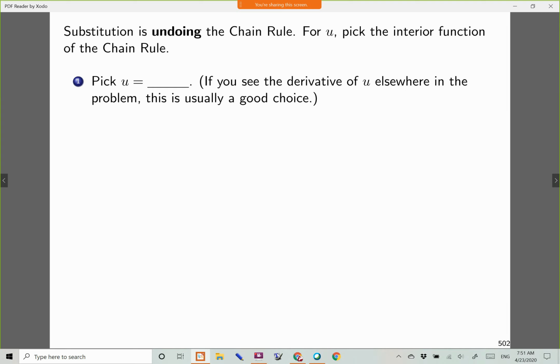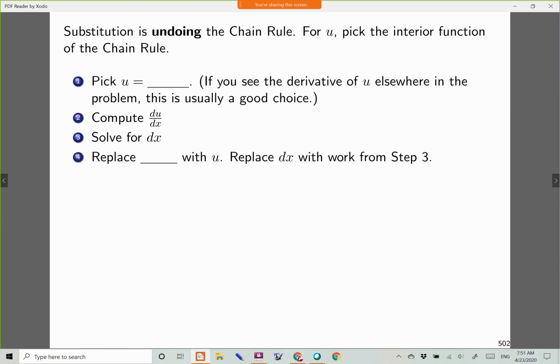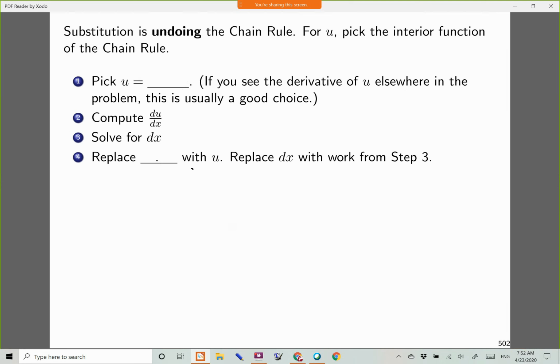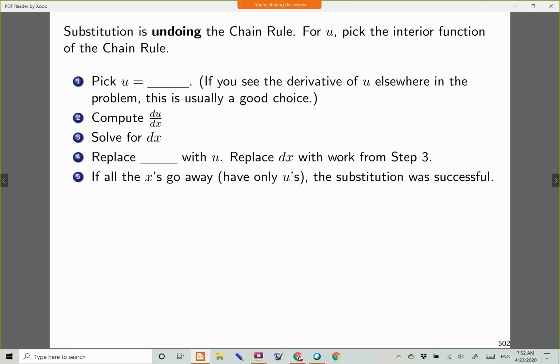Typically the thing to pick, not always, as we even saw in the warm-up, is this: if you see the derivative of u elsewhere in the problem, that's usually a good choice. Compute the derivative, compute du over dx, then solve for dx, and then replace what you had picked for u, where you see it in the problem, with a u, and replace dx with the work from the previous step. If you're applying algebra cancellations correctly, you're hoping that all the x's go away.